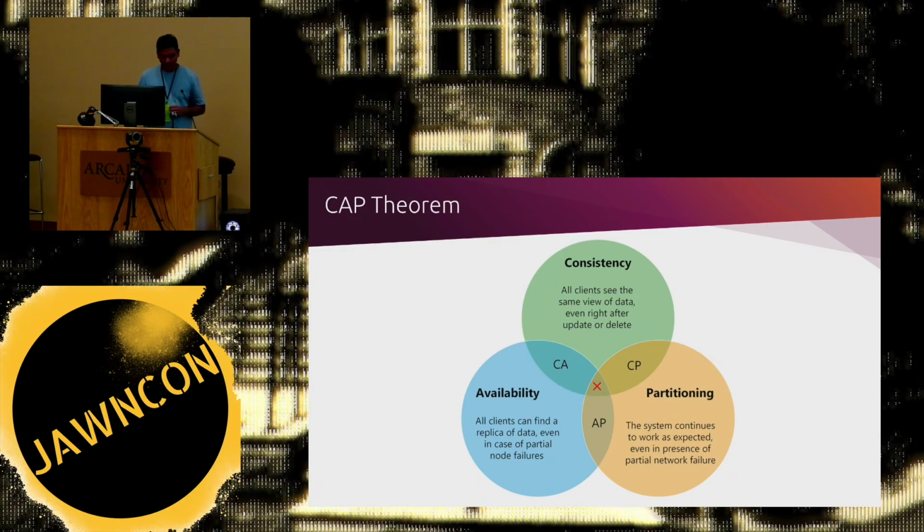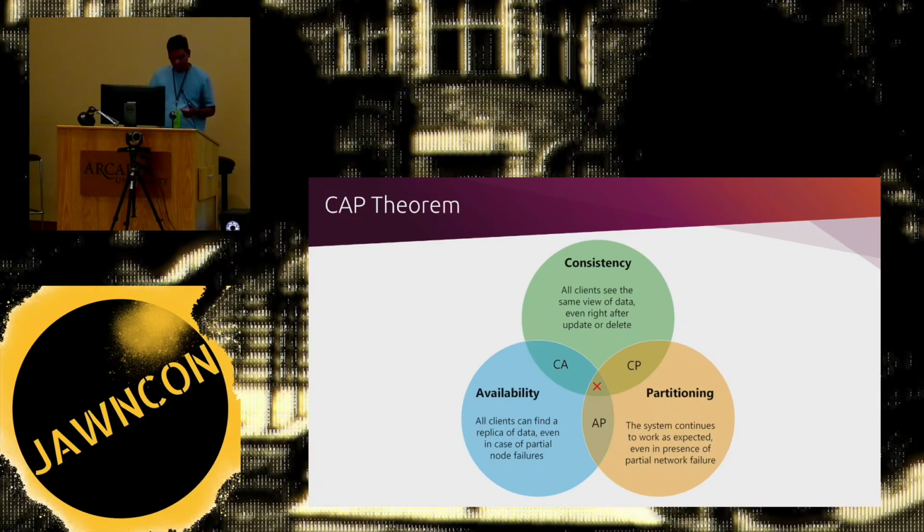Availability means that all the clients can find a replica of the data in the case of partial failures. That kind of goes back to the failure scenario I presented earlier. It means that your cluster is available as a unit, that even if some nodes crash, the client can still write and read from your cluster.